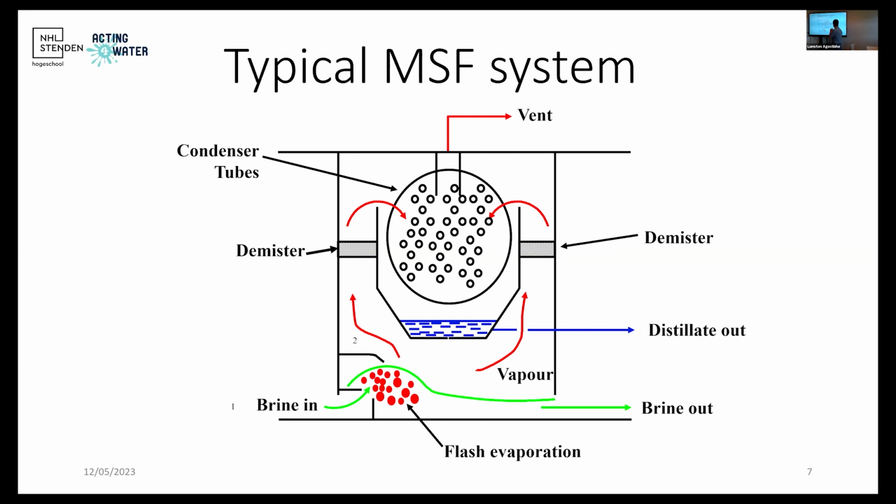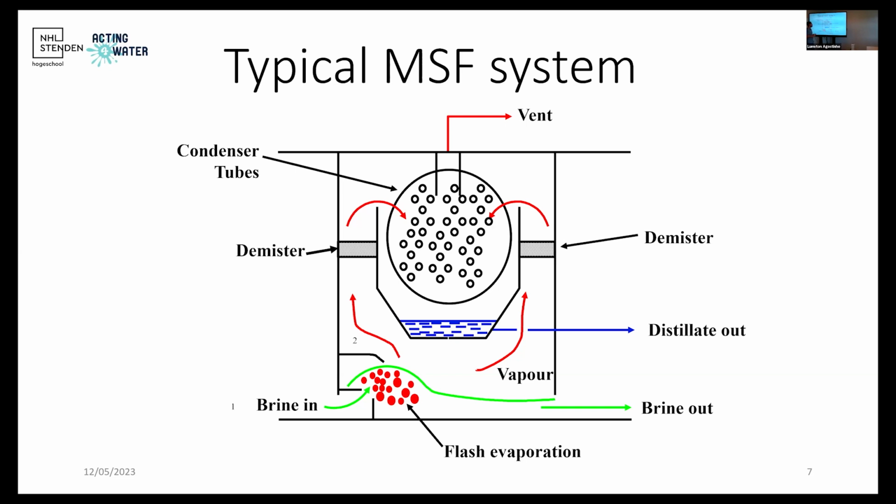A typical MSF system works more or less like this. You have a completely closed chamber, and then you put your brine in. In this chamber, of course, you can manipulate your pressure, so you decrease the pressure inside. With a control valve, as soon as your seawater enters, the environment will suddenly be at low pressure, and then you have the flash evaporation. The flash evaporation generates the vapor.